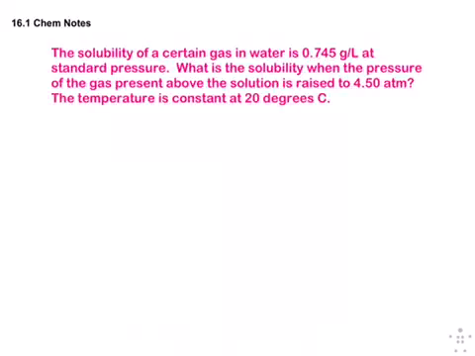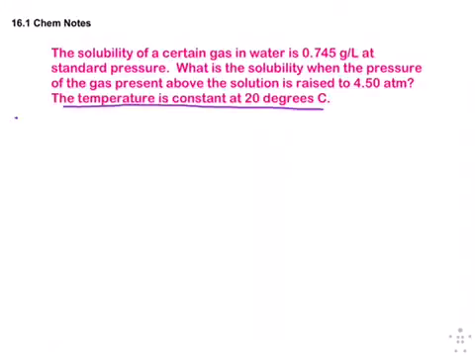The solubility of a certain gas in water is 0.745 grams per liter at standard pressure. What is the solubility when the pressure of the gas present above the solution is raised to 4.5 atmosphere? The temperature is constant at 20 degrees Celsius. That is a key piece. You cannot use this ratio if the temperature changes. The temperature has to stay the same, otherwise the ratio does not hold.